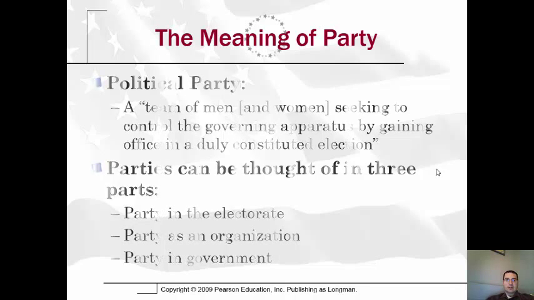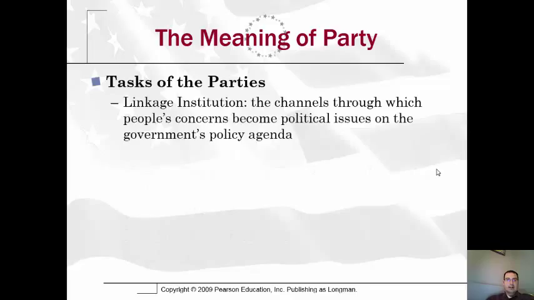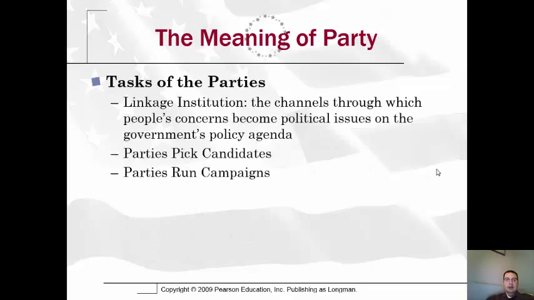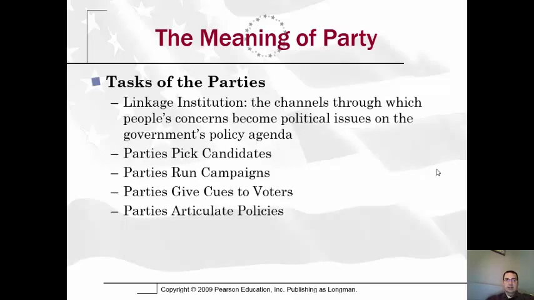So party in the electorate, what does that mean? Well, parties link things together, similar to interest groups. If you have a concern about a certain issue and you want to put it onto the government's agenda because you think it should change or there should be more law in this area, parties link you, by being a member of a party, to other government officials in that same party.